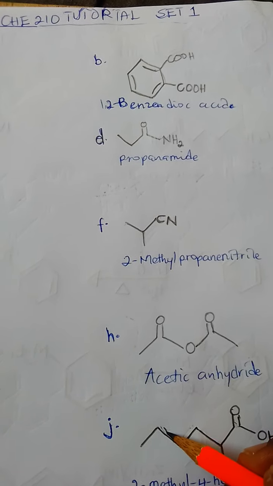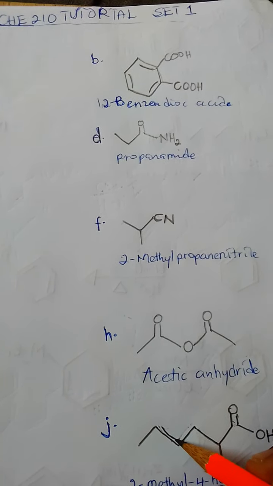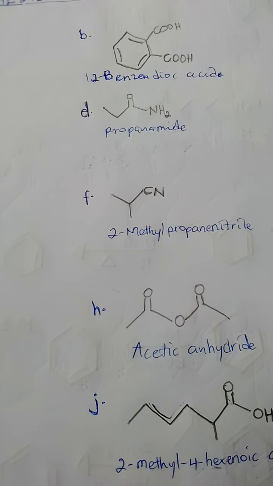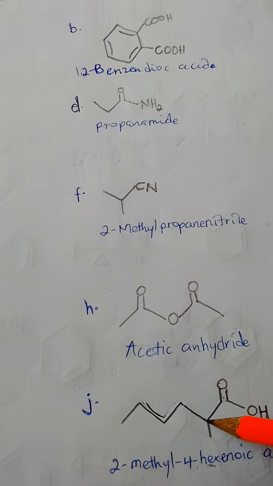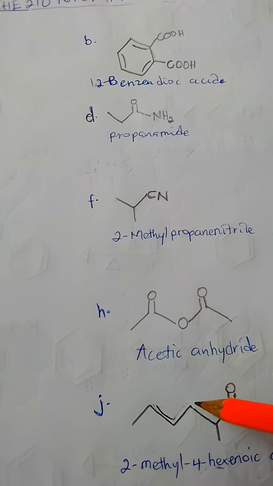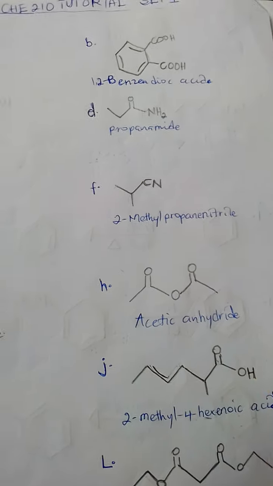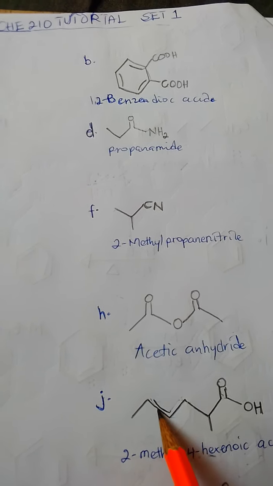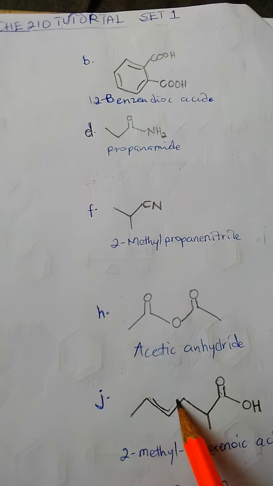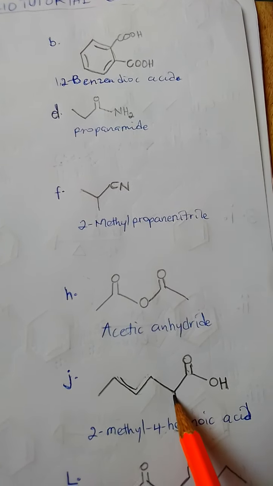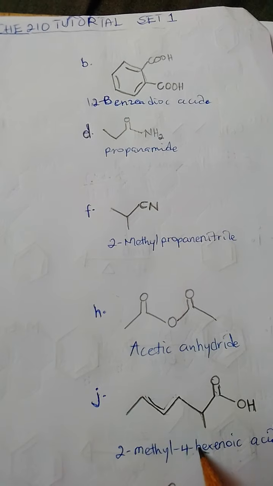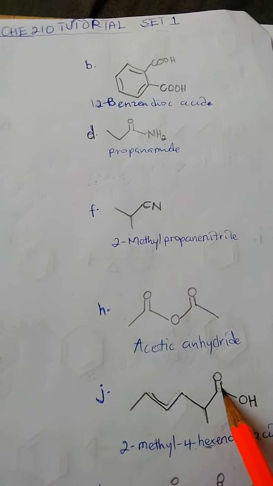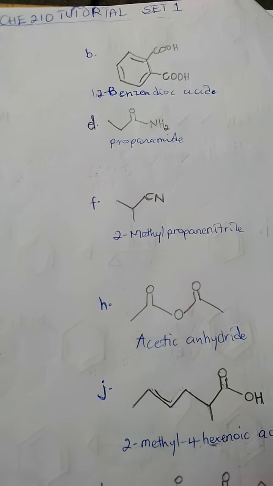So it comes here. So it becomes 2-methyl. 2-methyl means that the methyl group is on the second carbon. So this is 2, 3, 4. It means that the alkene group is on the 4th carbon. So 1, 2, 3, 4. So 2-methyl as in this one. Then 4-hexenoic means that the hexene double bond starts from the 4th carbon with respect to this one. So hexenoic acid.